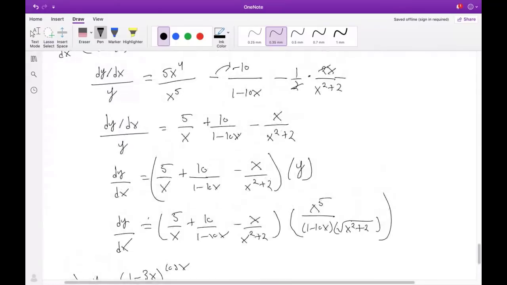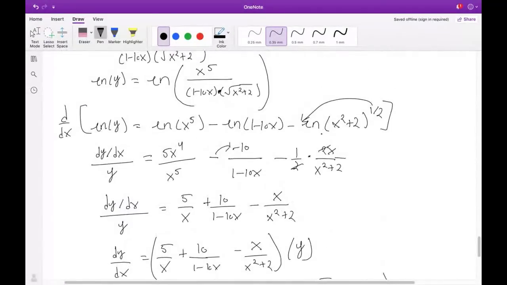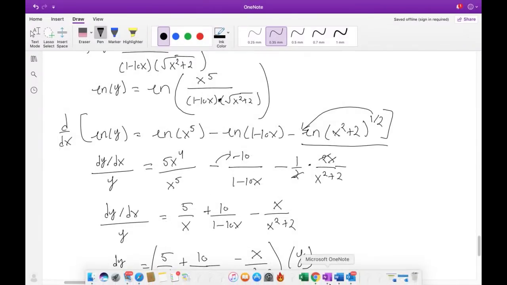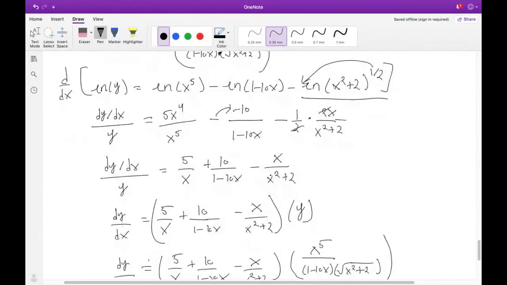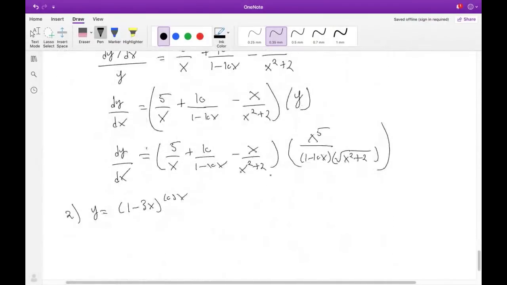Are you talking about this step right here that I did when I set it up as ln of x squared plus 2 to the power of 1/2? Yeah, so I just moved the 1/2 to the front of the ln by using the log property so that I don't have to deal with the square root in the problem.